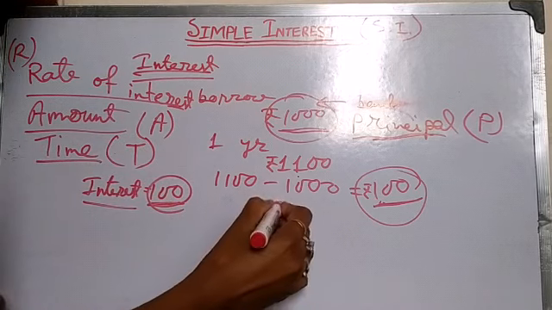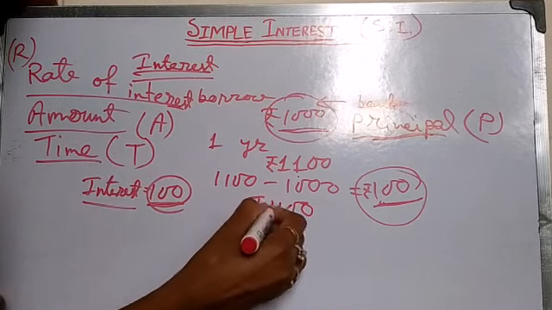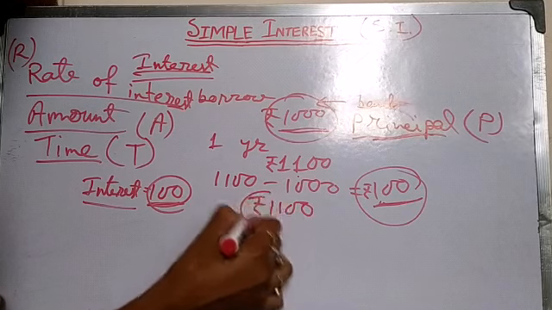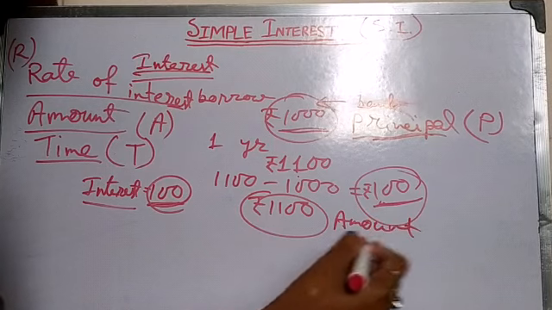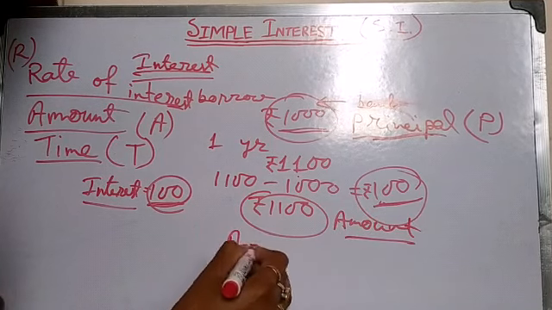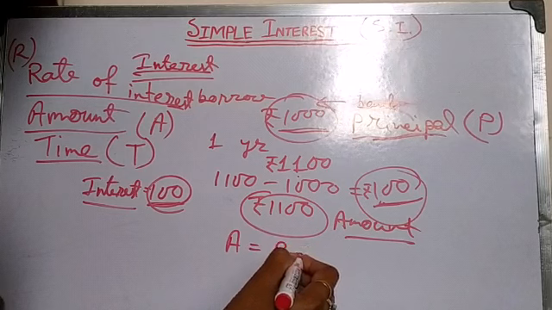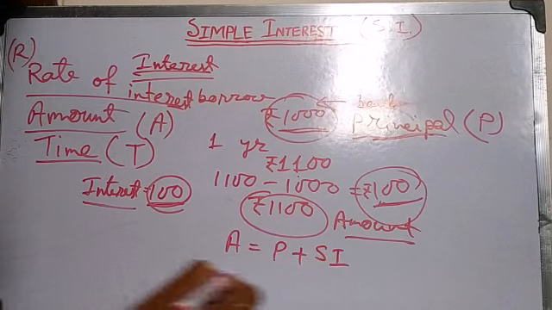So here 1100, that is the amount. So amount means what? Amount means principal plus SI. That is the amount.